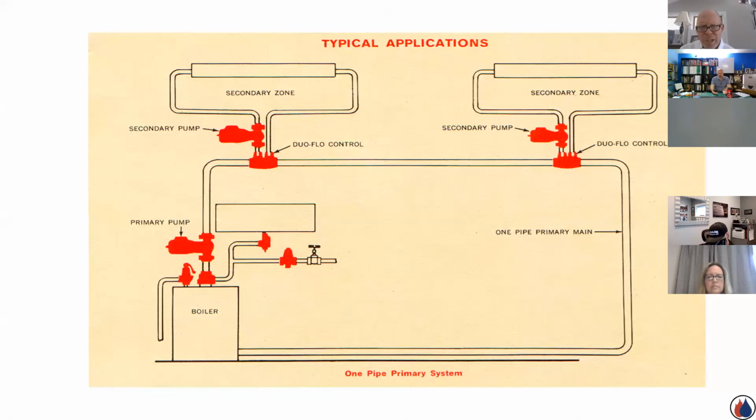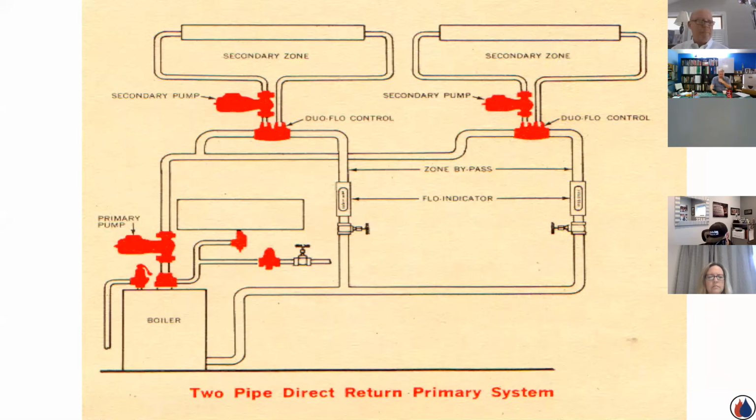They did some engineering drawings, one pipe primary. They talked about two pipe. We don't have time to get into all those different details, but they tried their best. And within a very short period of time, they stopped manufacturing the valve because it just didn't catch on. The industry wasn't ready for it.